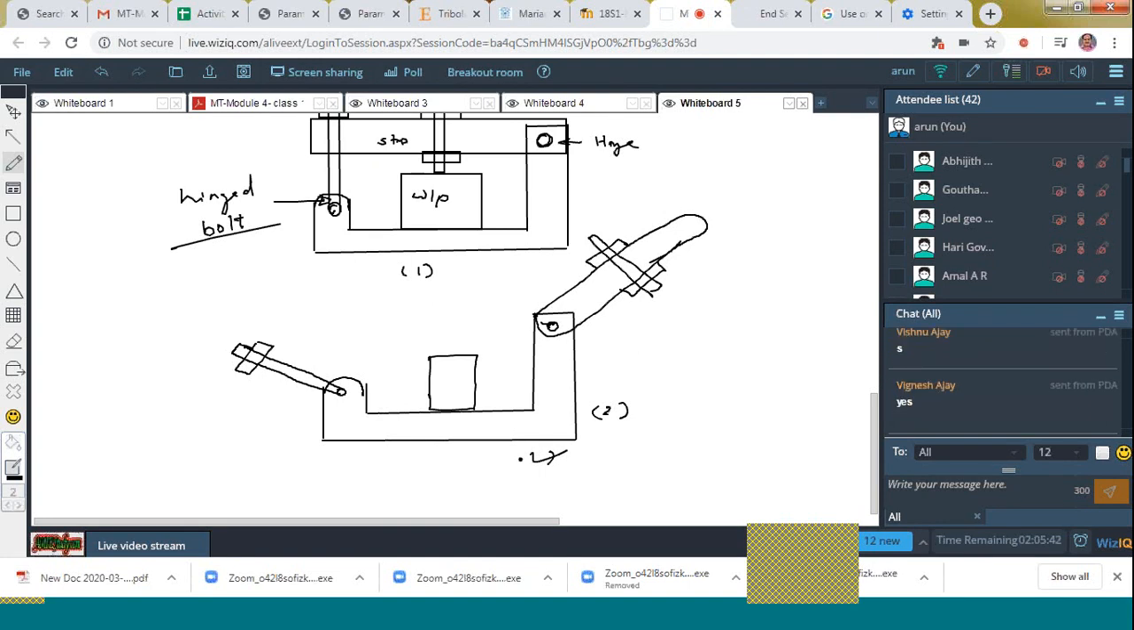So we discussed the three types of clamps right now. That is a strap clamp, then next is a swing clamp, and next is hinged clamps. Up to this clear to all?